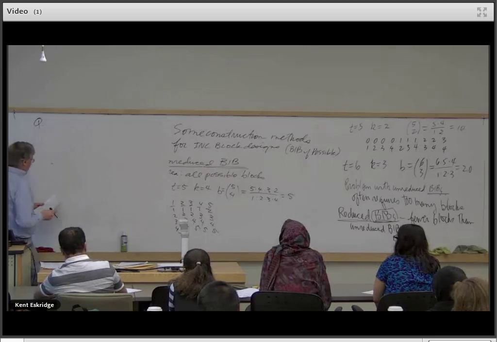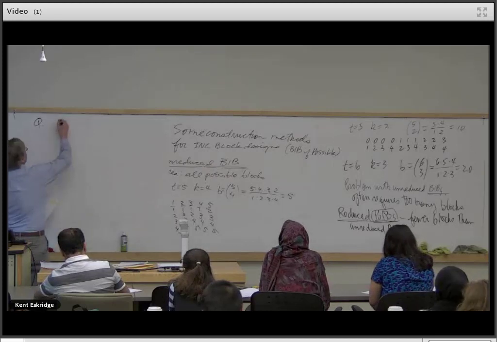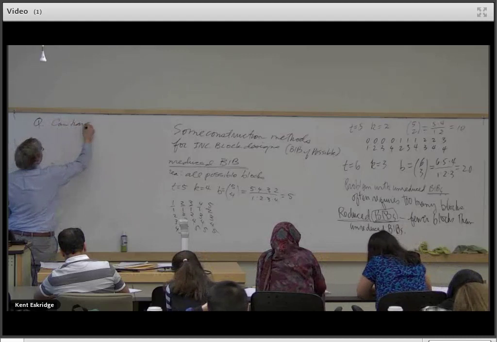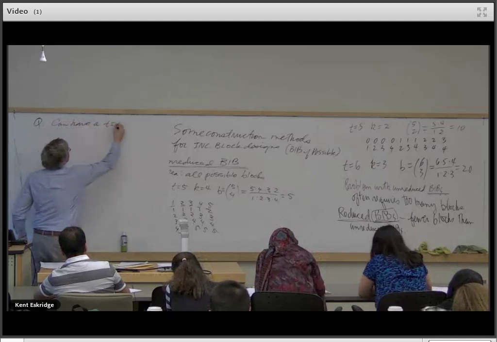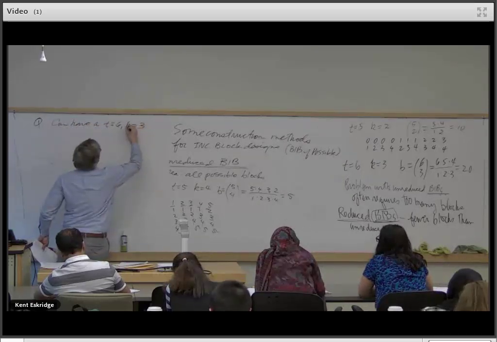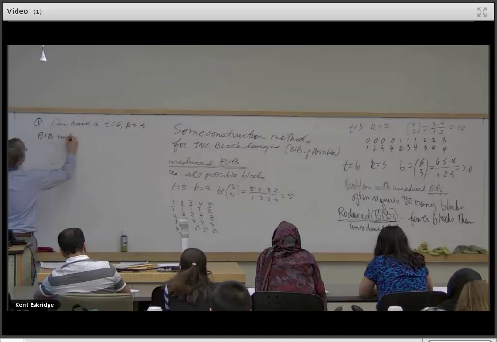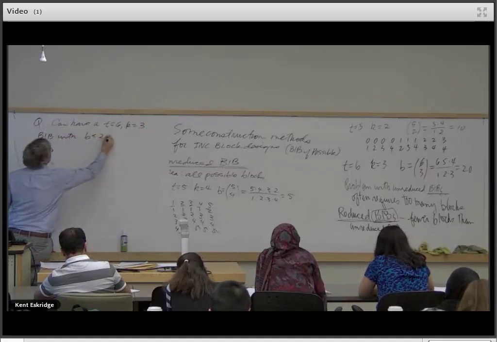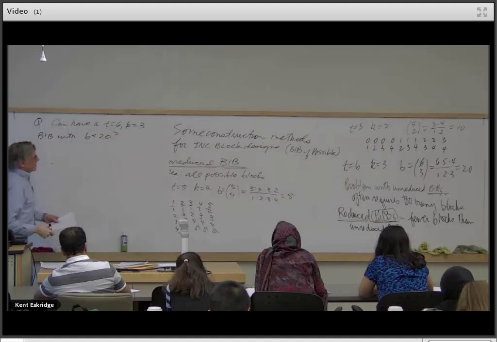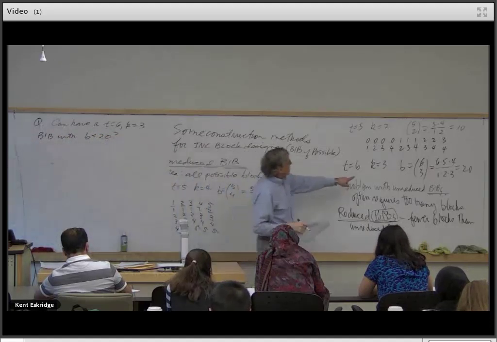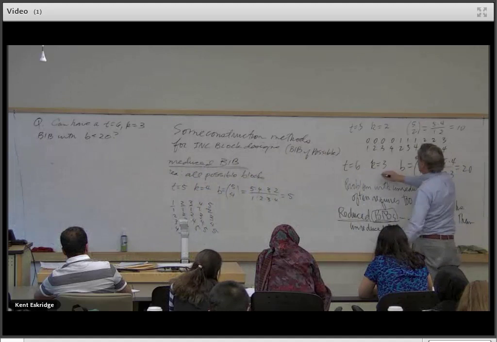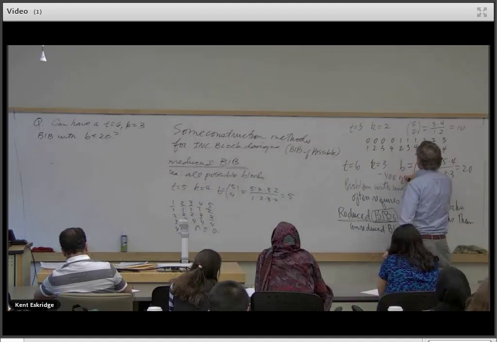Okay, so question: can you have a t equals 6, k equals 3 design, a BIB, with fewer than 20 blocks? Here, you can prove it yourself. You should be able to get this design.